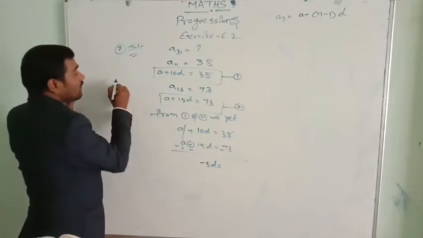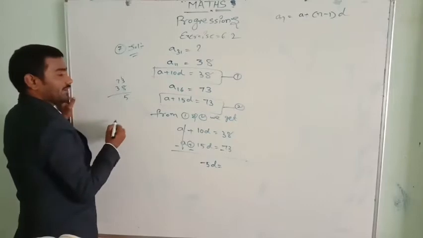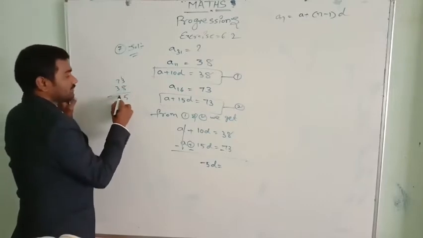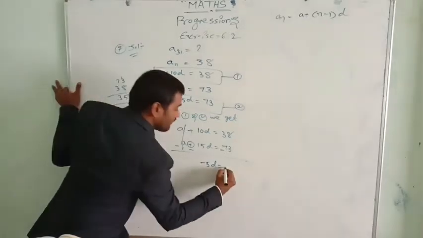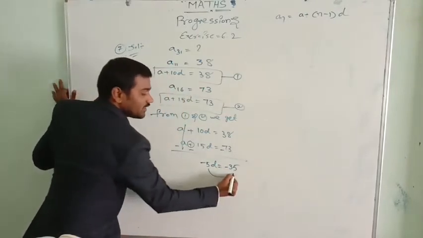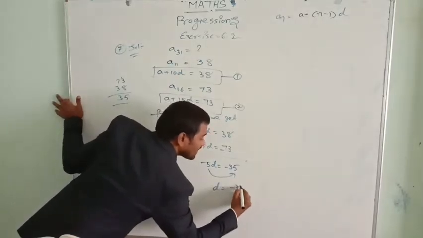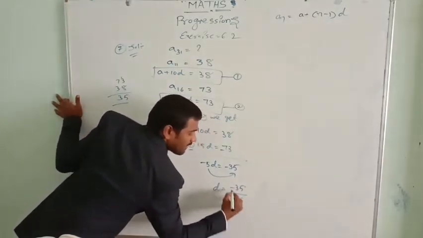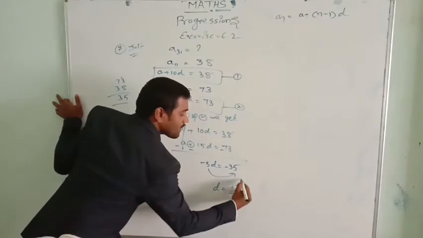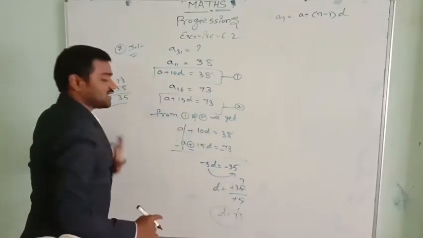See, 73 minus 38. 35. We get minus 35. This minus 5 is multiplied with D. Let's transfer this to the other side. Minus 5 divides. D equal to minus 35 by minus 5. Minus minus get cancelled, and 5 sevens are 35. The D value we get is 7.